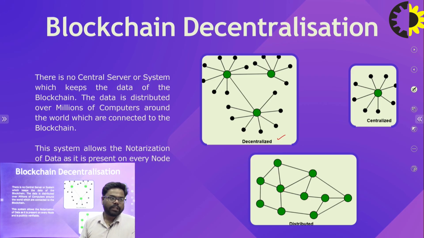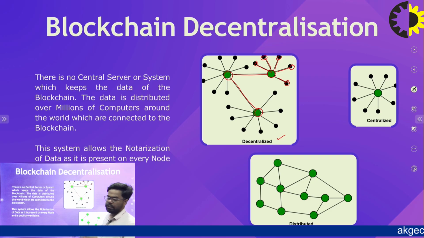So blockchain is decentralized. There is no central server or system which keeps the data of the blockchain. The data is distributed over millions of computers around the world which are connected to the blockchain. The system allows the notarization of data and it is present in every node. It is publicly verifiable. So the blockchain works in the decentralized method. From one center, two centers and three centers, all the nodes are connected to each other and they can transfer data from one node to another node. So this is the main concept of the blockchain.